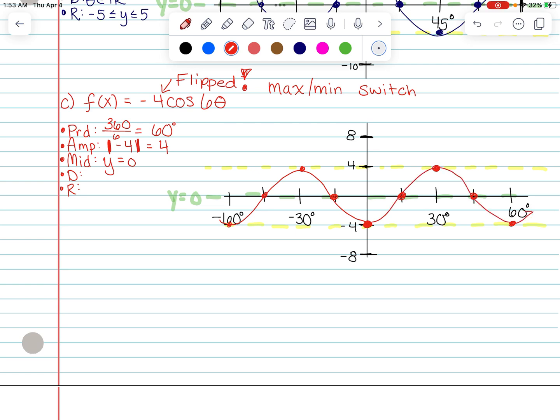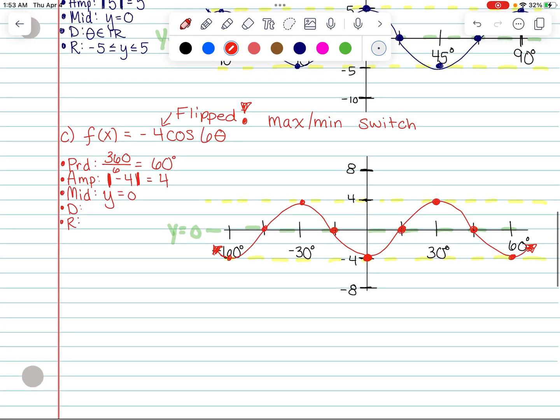Make sure you connect your graph. Don't be too spiky, and then give me direction of where the graph is going at its endpoints. Domain is still all real numbers. Range. Now, just because it flipped over, that doesn't change anything about your range, because your range is just the y values it goes back and forth between. In this case, negative 4 less than or equal to y, less than or equal to 4.